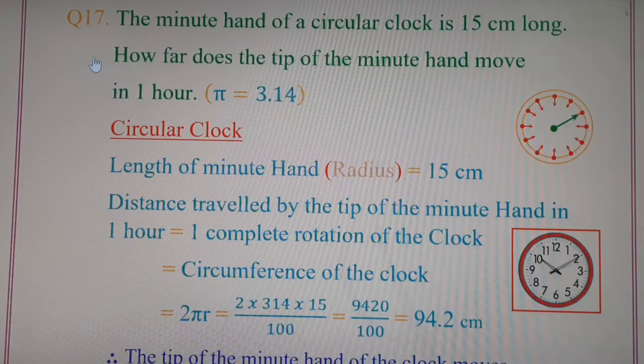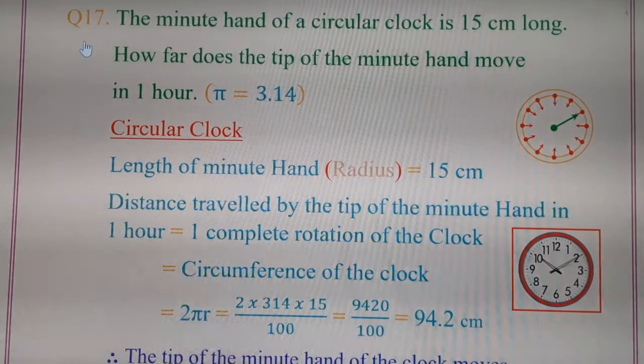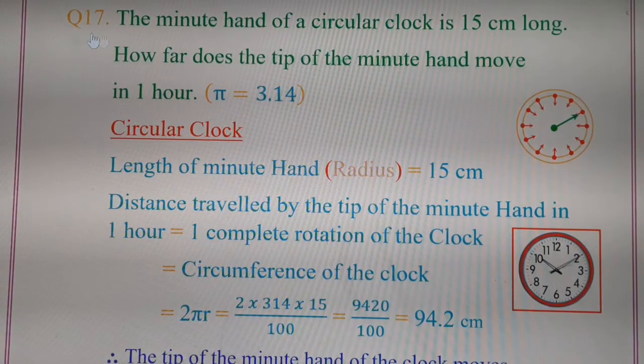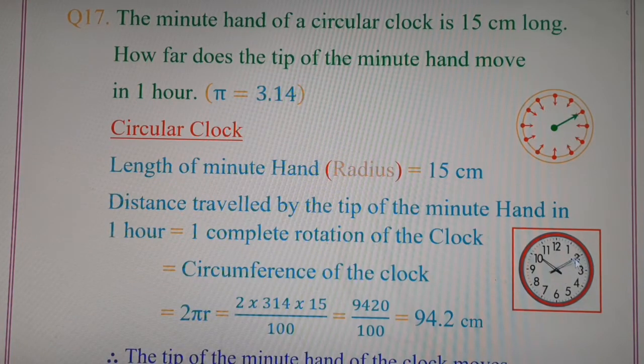Let's go to the last sum of exercise 11.3. Last sum, question number 17. The minute hand of a circular clock is 15 centimeter long. So the clock is given and the length of this minute hand is 15 centimeter. So we can take this as the radius of the circle.